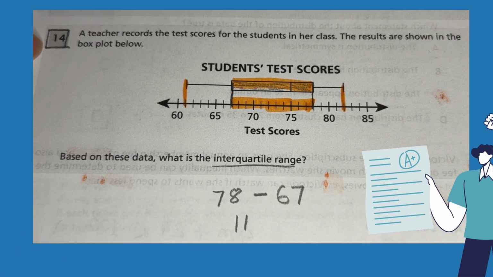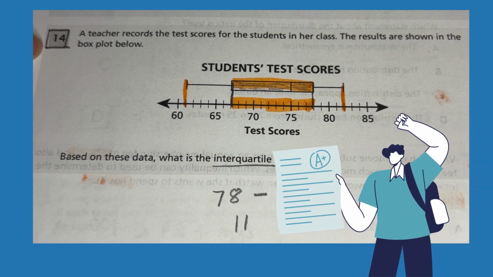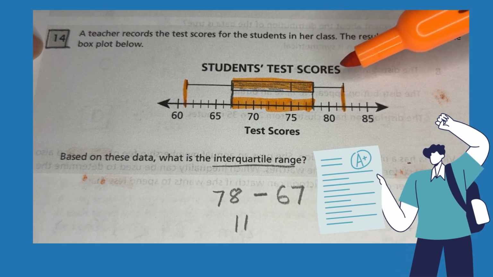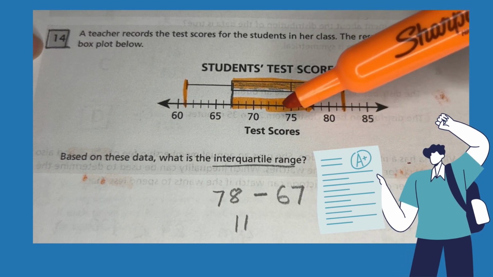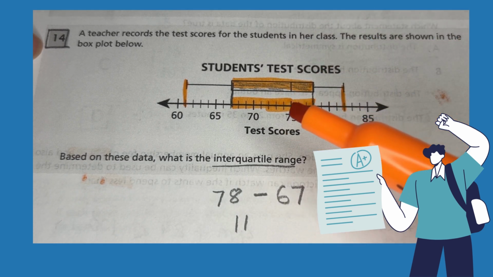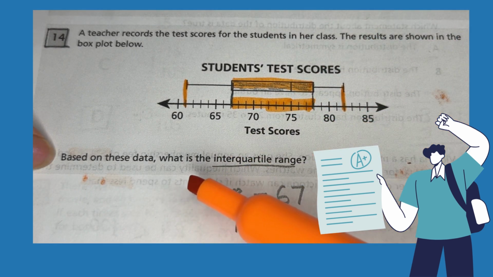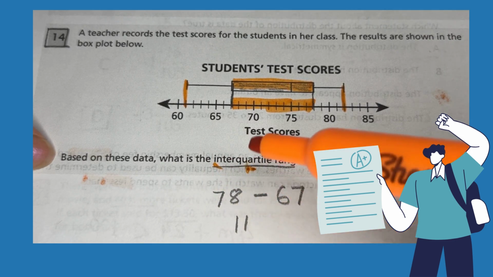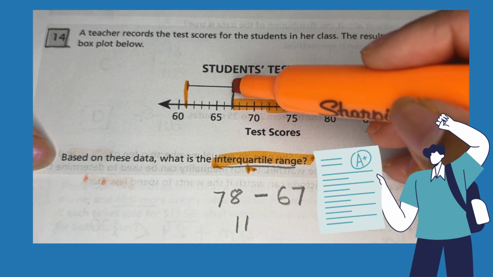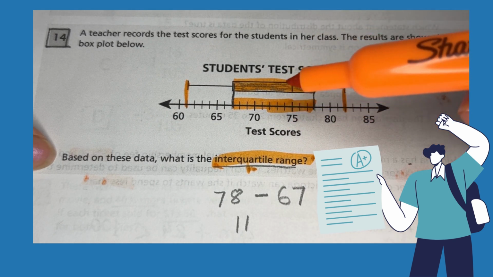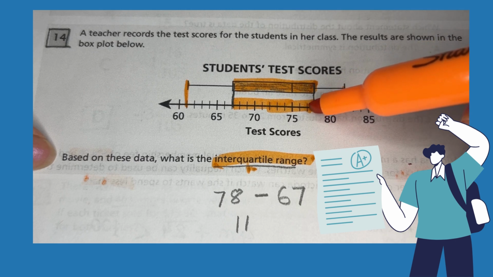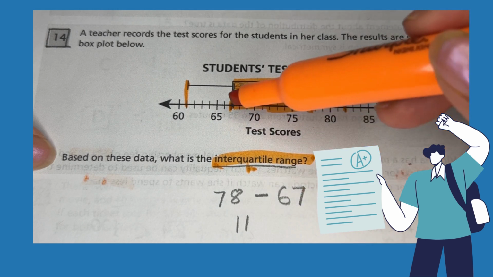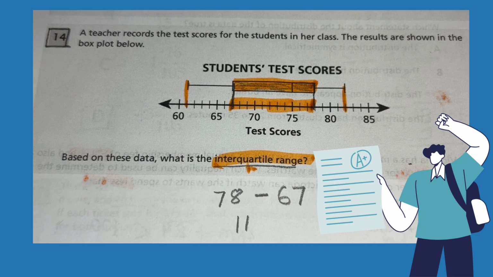Question number 14. A teacher records the test scores for students in her class. The results are shown in a box plot. If you see here, this is the students' test score. So here is the range, it starts here. Based on these data, what is the interquartile range? So we need to figure out the interquartile range. The range starts here. So here is 78, that is 78 minus 67, so we'll subtract, so our answer is 11.